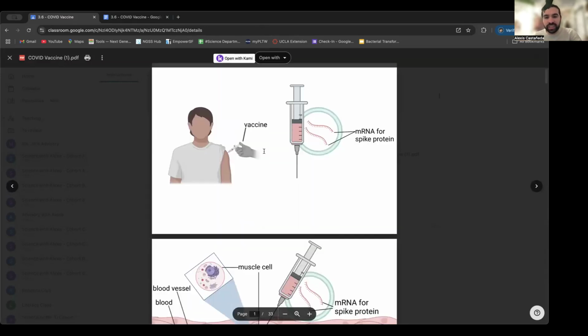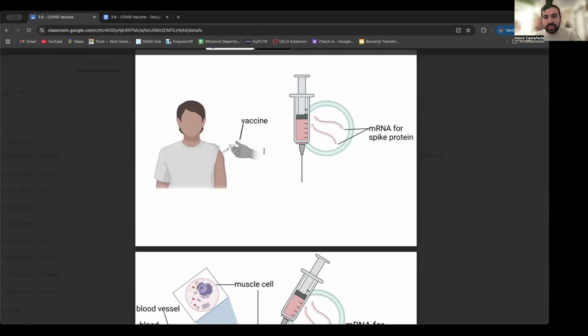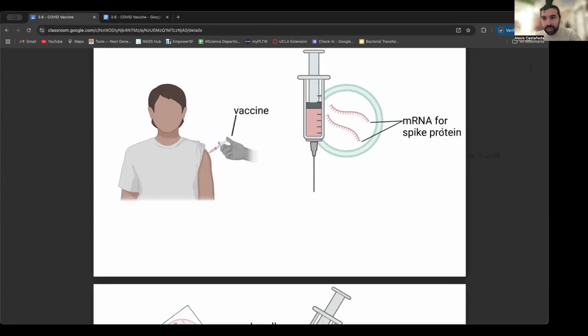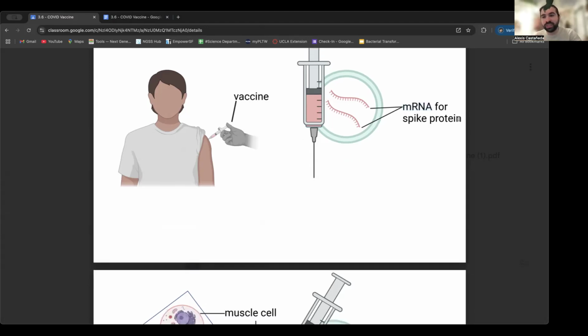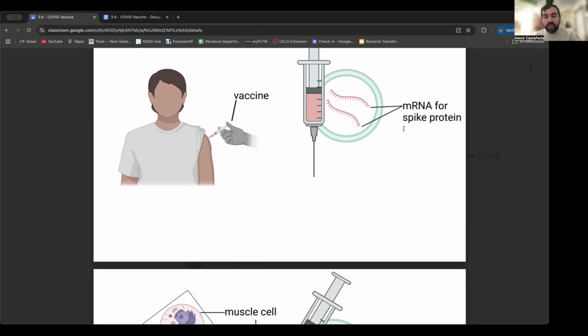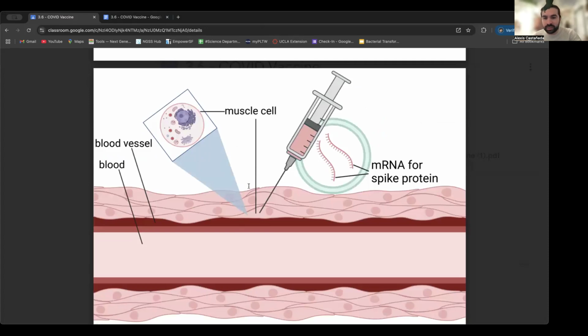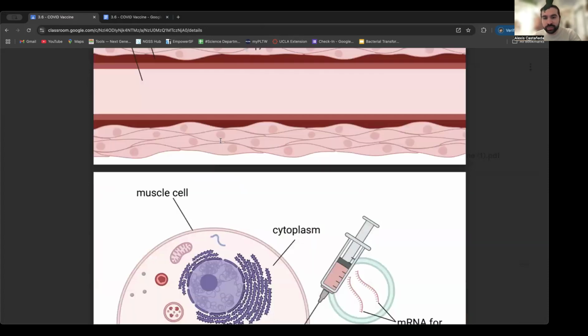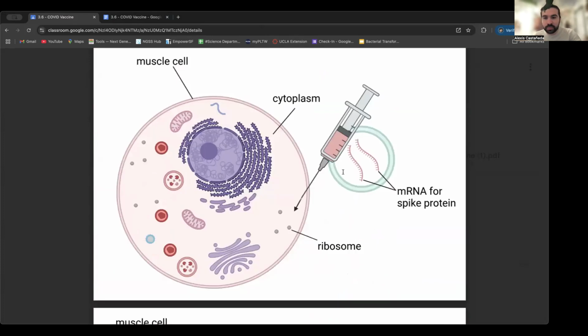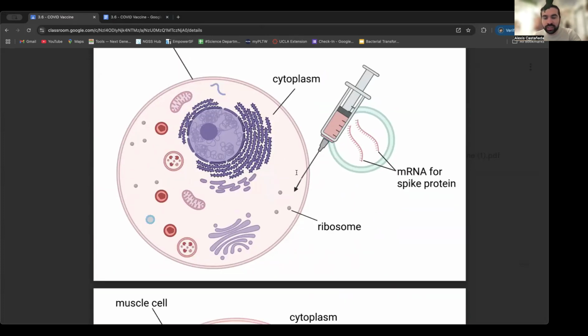So once again, we have the vaccine. However, in this case, the vaccine does not contain a pathogen. This time, the vaccine contains what we call an mRNA. Remember, when we're looking at transcription and translation, we have an mRNA for a protein called the spike protein. So this mRNA is going to be injected into your muscle cells. Instead of into your blood, we're going to inject into your muscle cells. These are what cells look like. When we inject, we're going to inject that mRNA into the cell.